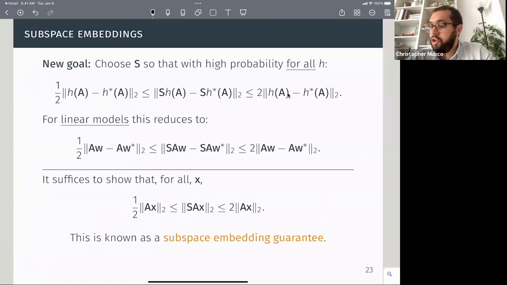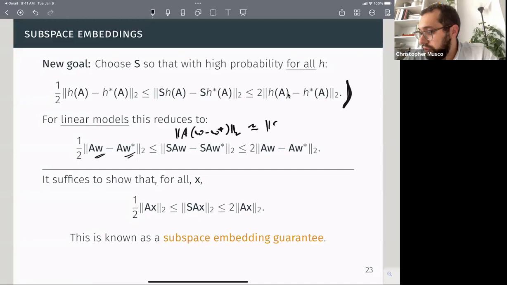Okay, so we've boiled down the problem to understanding this condition. I need to preserve the distance between any hypothesis in my class and the optimal hypothesis in my class. When I have linear models, which is the case leverage scores have these strong provable guarantees for, this can be rewritten. Let W be any weights from my linear model and let W star be the optimal weights. I want that the 2 norm of AW minus AW star is well approximated to within a constant factor by the 2 norm of S of AW minus S of AW star. I can just factor this out, right? So this is the same as writing 1/2 2 norm of AW minus W star. I'll just write it this way. Approximately equals SAW minus W star.